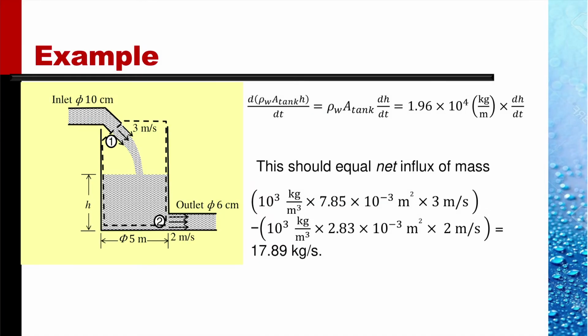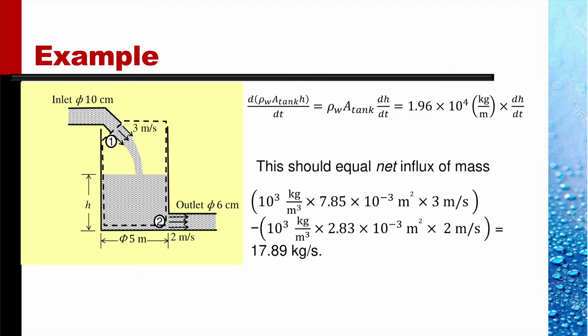At 1, the density into the area, 10 centimeter diameter pipe translates to 7.85 into 10 to the power minus 3 meter squared, into velocity, which is 3 meters per second, minus the efflux at 2, which is density times the area, 6 centimeter diameter, times the velocity, which is 2 meters per second there. So the net influx of mass is 17.89 kilogram per second.